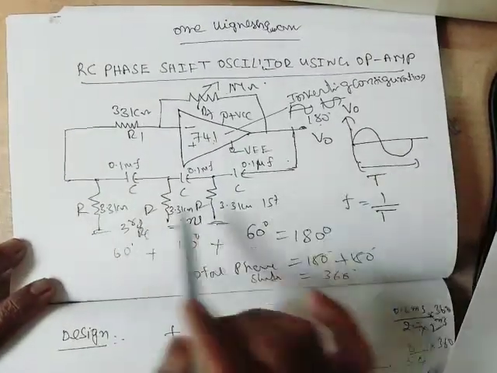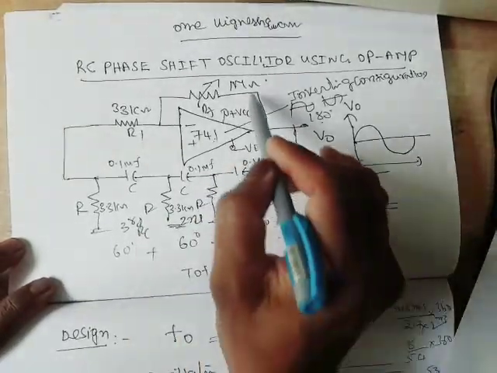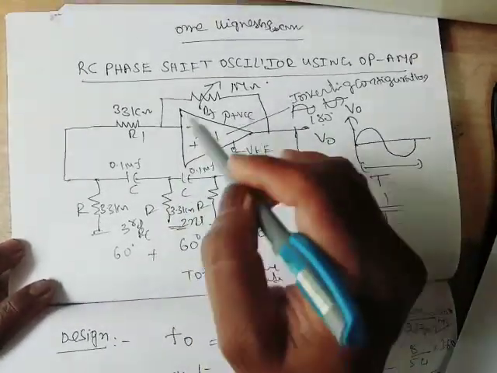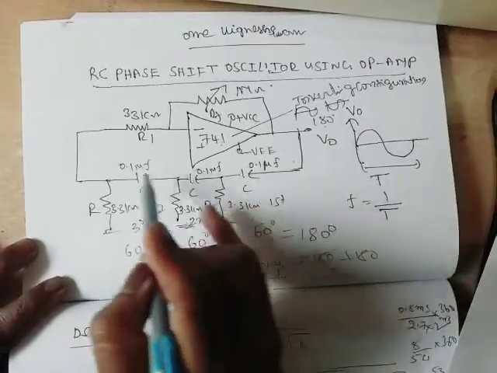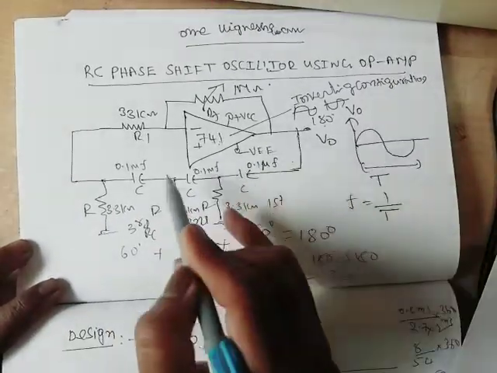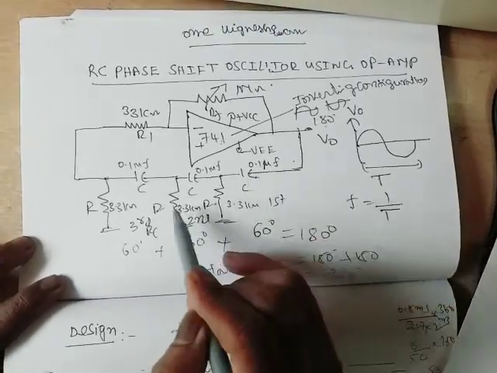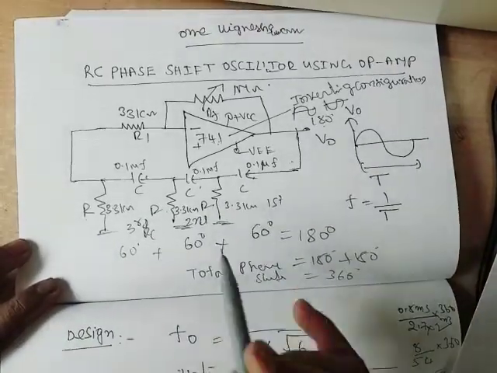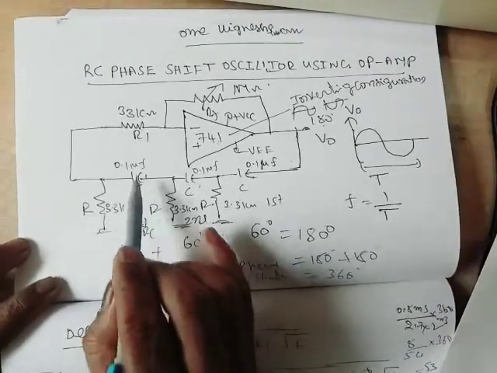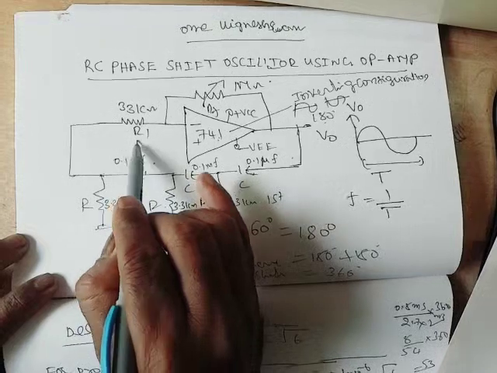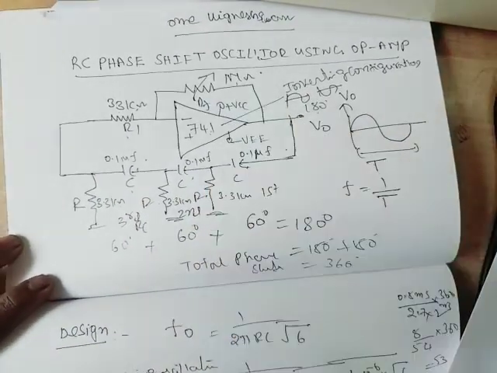This is the circuit diagram. The output of this op amp in inverting configuration is fed to the feedback network. The feedback network consists of 3 RC sections, RC, RC and RC. Here the values are R is equal to 3.3 kilo ohms, C is equal to 0.1 microfarad, R1 is 33 kilo ohms, RF is 1 mega ohm.